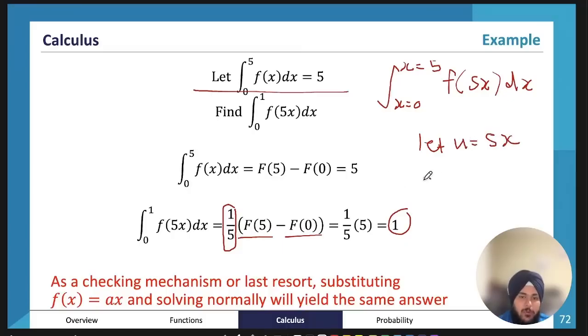So now the limits will also be in terms of u. So u is equal to 5x. So what is u when x is equal to 0? It's just going to be 0. And then since we were solving for 1, 0 to 1, 1 times 5 would be 5. f of u now.